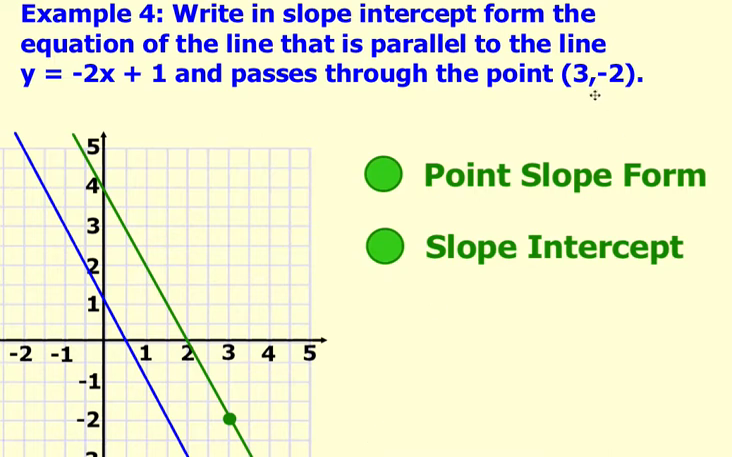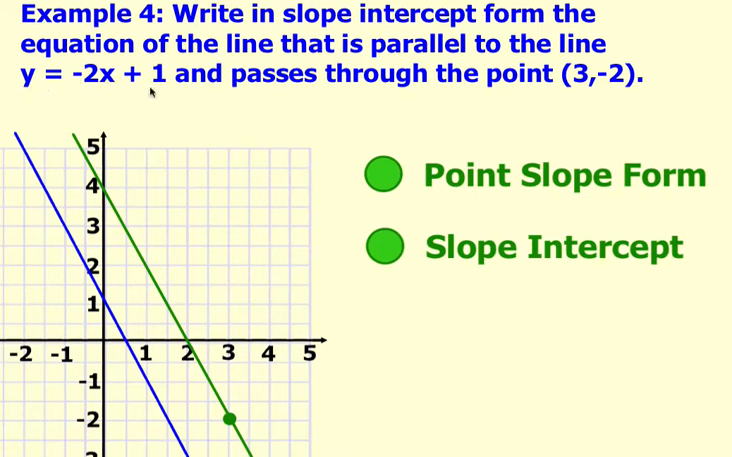We were given a point. We were also given an equation of a line. And we were also told that we want to find a line that's parallel to this given line. Your prior knowledge should recall that parallel lines have the same slope. So therefore, by looking at this equation of the blue line, you should be able to identify what the slope is. The slope of this equation is negative 2.